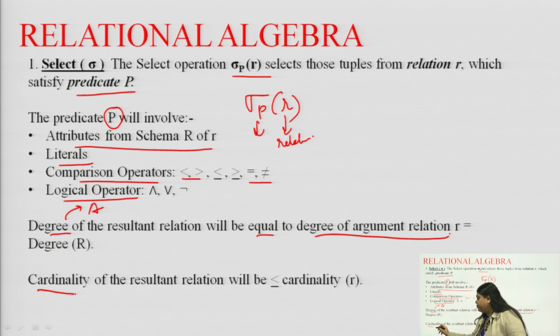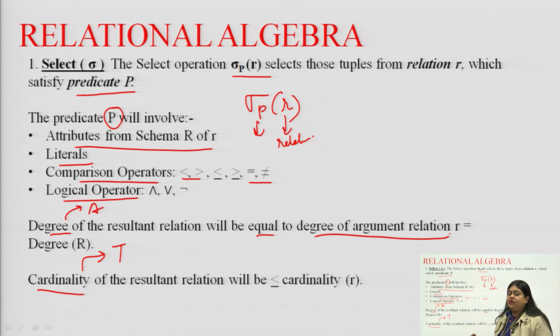Now, when we talk about cardinality, what is cardinality? Cardinality is at the level of the tuples. So, the cardinality of the resultant relation reduces when we compare it with the parent relation. The number of tuples will reduce when we use a select operation. Now, let us take an example very quickly and see how it is going to work.